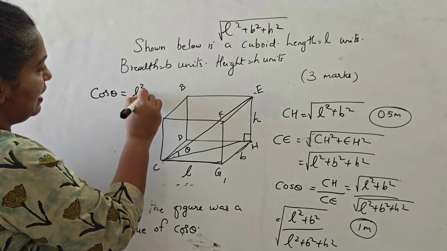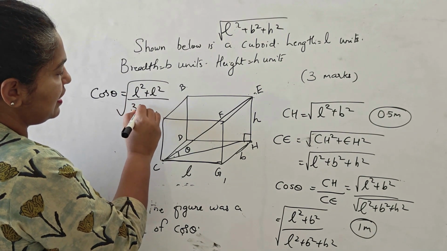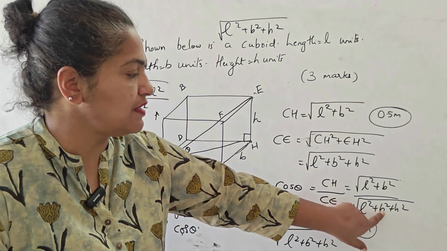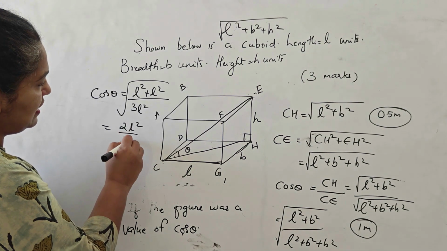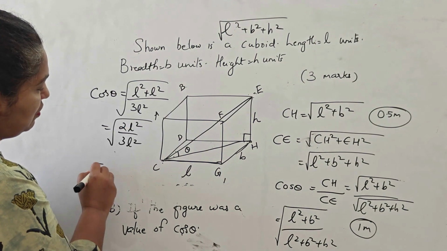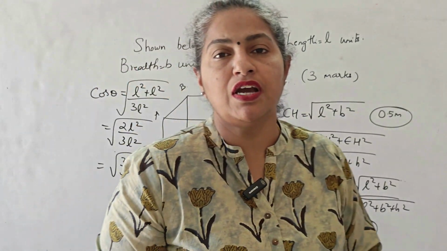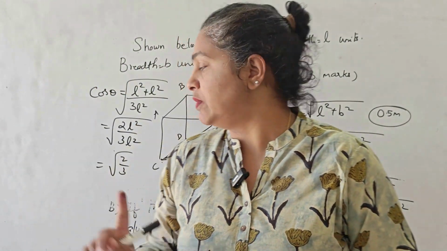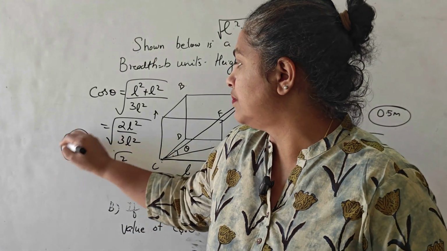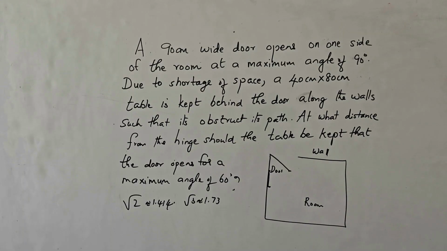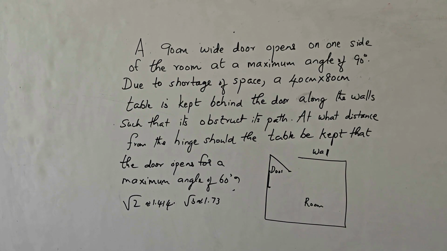So, you will get L square plus L square by 3L square, because this is L square, this is L square and this is L square. So, you will get 2L square by 3L square, or you will get root of 2 by 3. For finding out the value of cos theta in the case of a cube, for this calculation, you will get 1 mark.